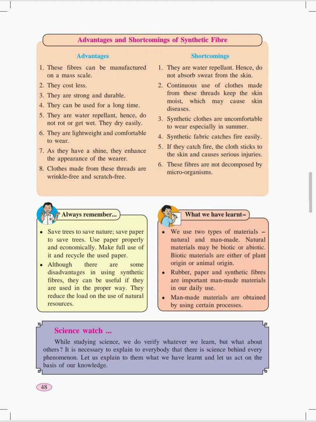Continuous use of clothes made from this thread keeps the skin moist, which may cause skin disease. Synthetic clothes are uncomfortable to wear, especially in summer. Already when there is summer, we feel hot, and when we wear these clothes, our body remains wet for a longer period of time, due to which we may fall sick with skin diseases. It may cause itching, etc. Synthetic fibers catch fire easily. If they catch fire, the cloth sticks to the skin and causes serious injuries. These fibers do not decompose by microorganisms. So these are the advantages and shortcomings of synthetic fibers.